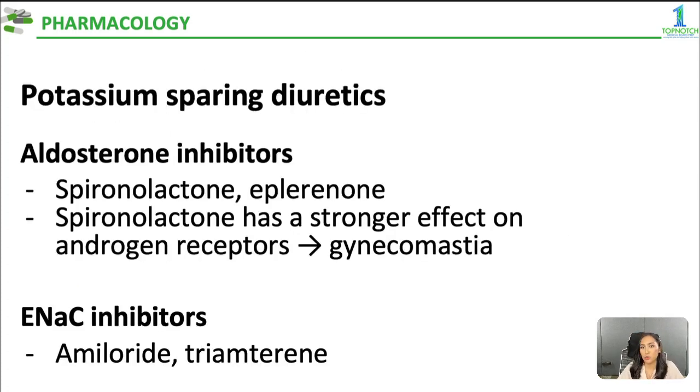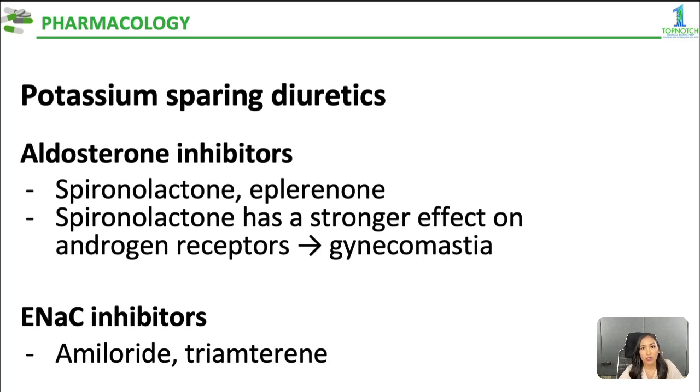Okay, let's discuss potassium-sparing diuretics. These include aldosterone inhibitors. Examples are spironolactone and eplerenone. Remember, aldosterone is a derivative of cholesterol. And cholesterol is lipid-soluble. Therefore, yung mga kamukha ni cholesterol like aldosterone, spironolactone, and eplerenone, they also work on the steroid receptors, including the androgen receptors. And that's why spironolactone has a strong effect on androgen receptors aside from the aldosterone receptor, thereby causing gynecomastia.